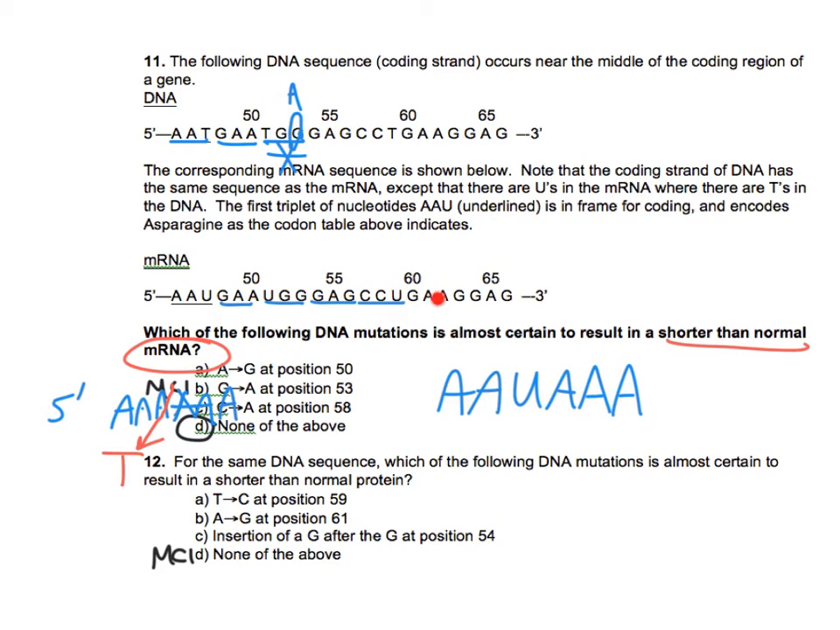What if we turn that A into a G? That's option 2. GA. It's an amino acid. It's not a stop codon.